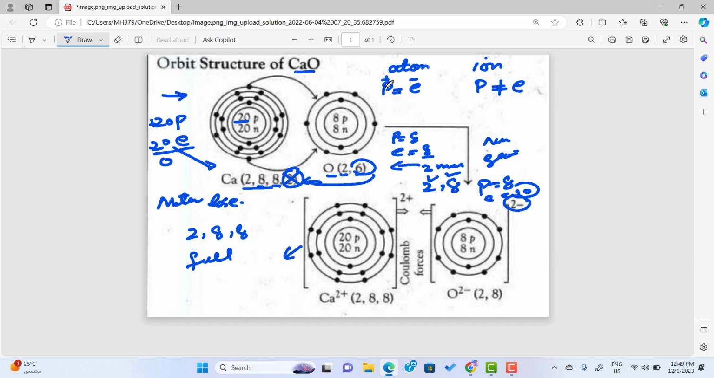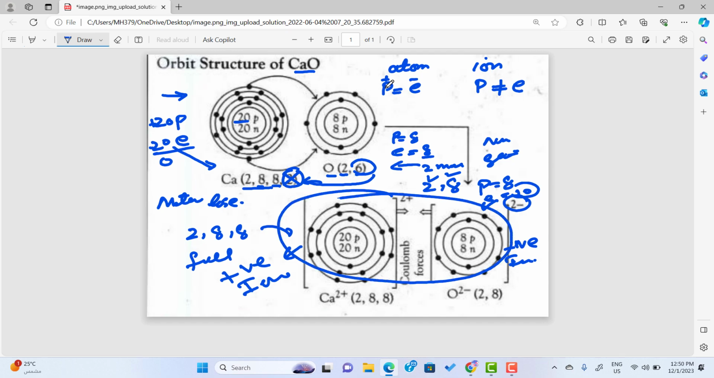So now after losing electrons, it is known as a positive ion, and after gaining electrons, it is known as a negative ion. Metal always forms positive ions by losing electrons. Non-metal always forms negative ions by gaining electrons. So in your question, they ask that if you have a pair of calcium and oxygen, this is one pair. Pair means two: one is calcium, one is oxygen. So in this pair, how many electrons are transferring? Two electrons are transferring from calcium to oxygen.